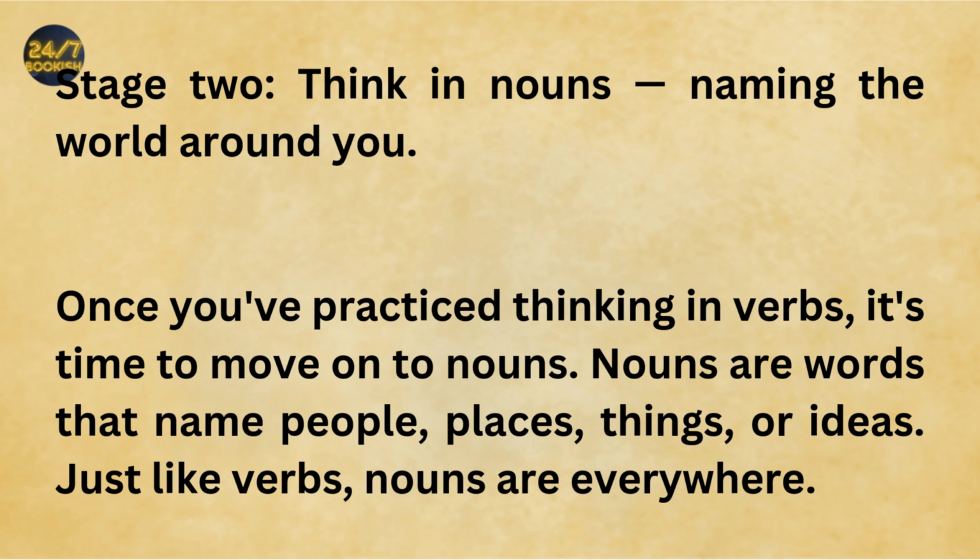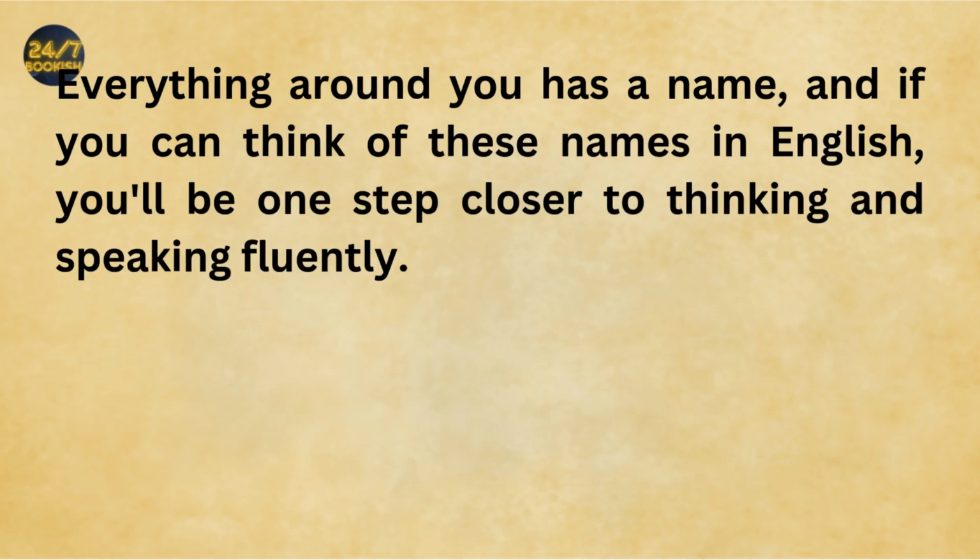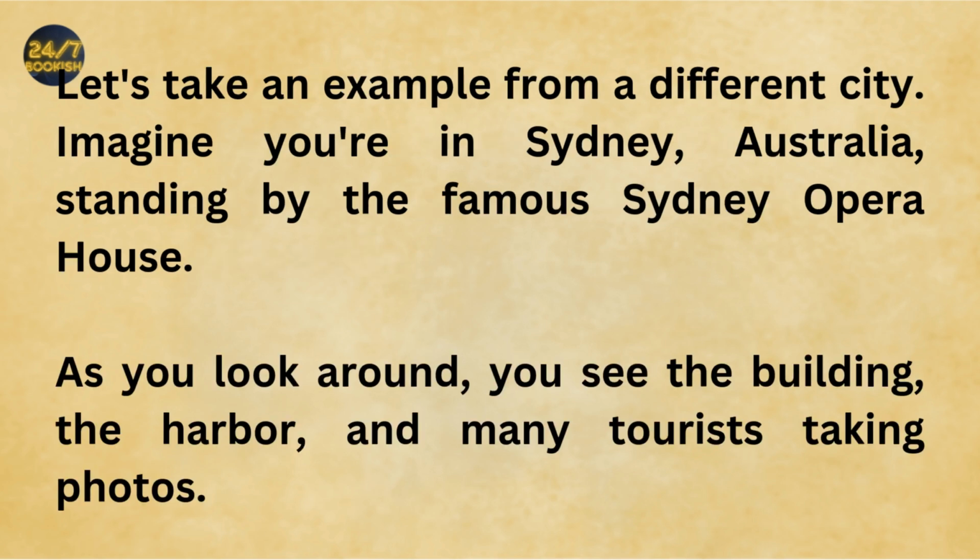Stage 2. Think in nouns, naming the world around you. Once you've practiced thinking in verbs, it's time to move on to nouns. Nouns are words that name people, places, things, or ideas. Just like verbs, nouns are everywhere. Everything around you has a name, and if you can think of these names in English, you'll be one step closer to thinking and speaking fluently. Let's take an example from a different city.